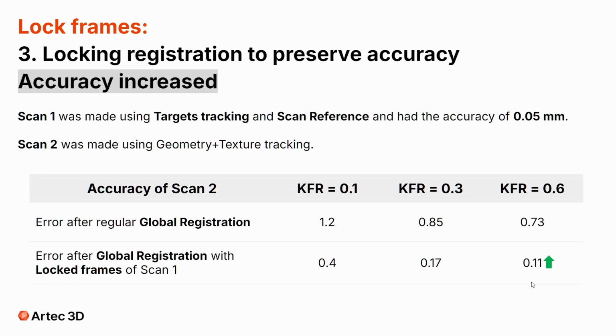That is a massive increase in accuracy for the larger scan, essentially borrowing the precision of the target tracked data. This proves that you don't always need to scan an entire large object with targets to get high accuracy results. You just need to log a precise reference section.